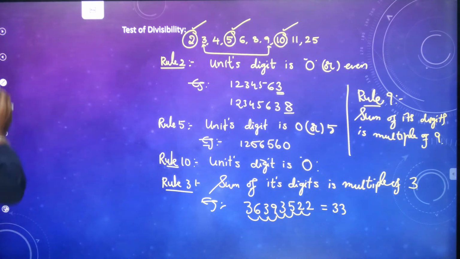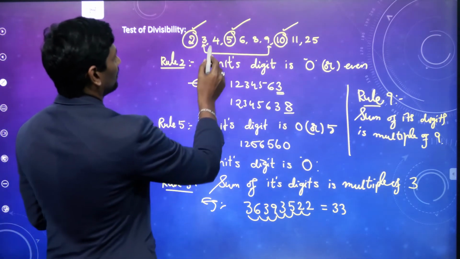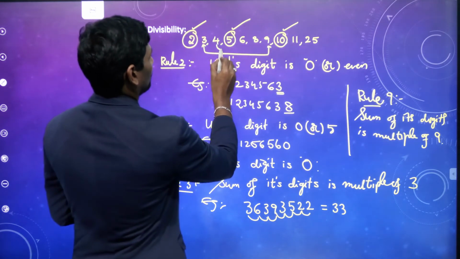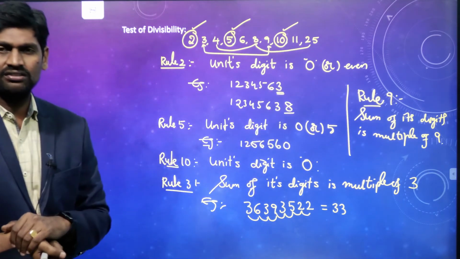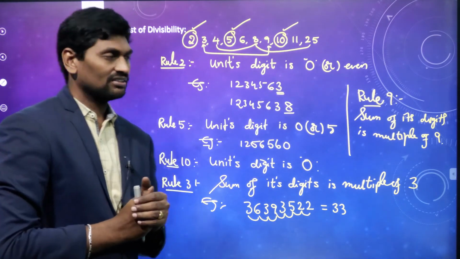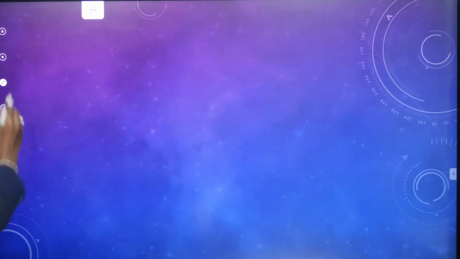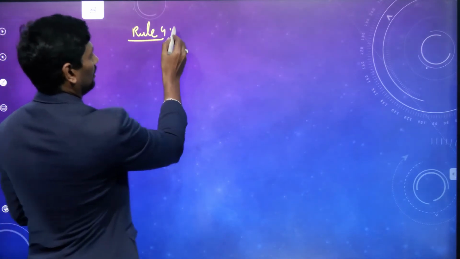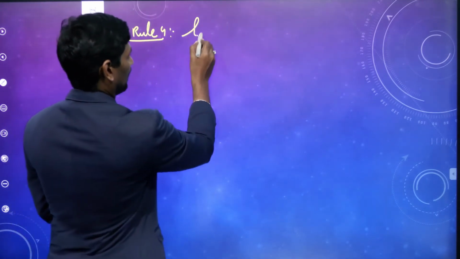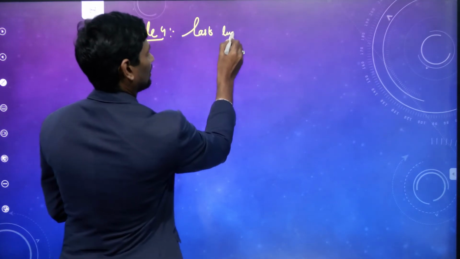Next, we should still discuss 4, 8, 25. These are somewhat related. Rule 4 I am discussing. Last 2 digits of a number. That means the units place digit and the tens place digit. I am writing here: last 2 digits.